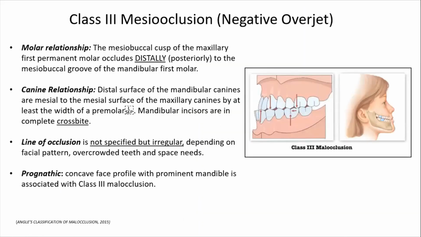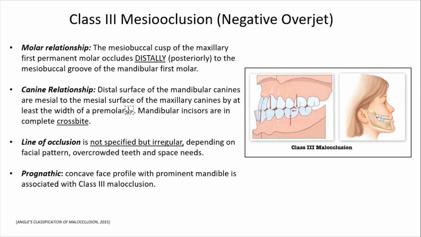So class 3 is our mesial occlusion, which is our negative overjet. This is probably the easiest occlusion to identify. The molar relationship in class 3 is that the mesial buccal cusp of the maxillary first molar is occluding distally or posteriorly to the mesial buccal groove of the mandible. So it's going backwards. And in the canine relationship, you'll see the distal surface of the mandibular canines are mesial to the mesial surface of the maxillary canines by at least the width of a premolar.